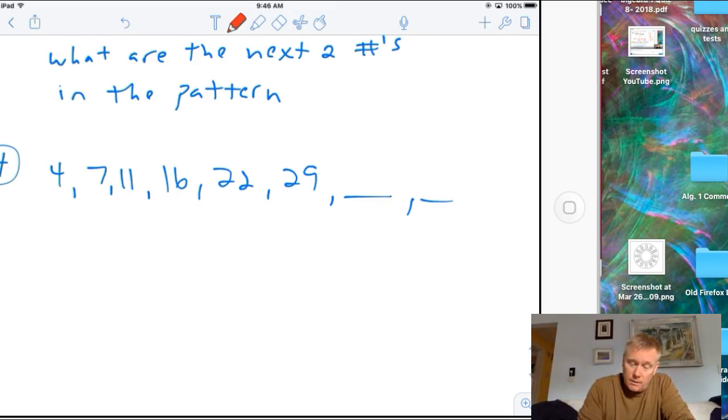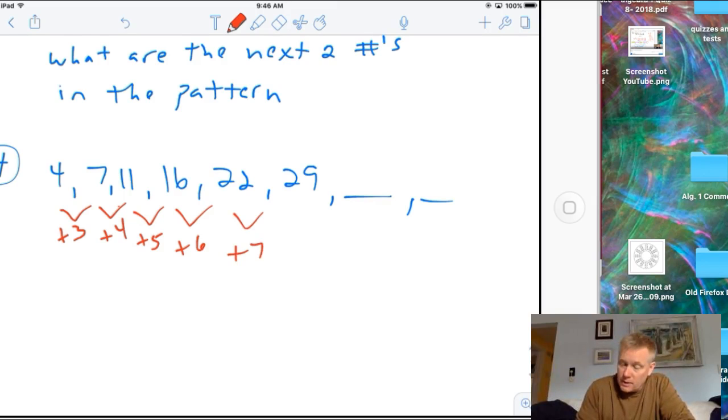If I take 7 minus 4, I get 3, which means I'm adding 3. To get from 7 to 11, I add 4. To go from 11 to 16, I'm adding 5. Oh, this is starting to look like a pattern. Add 6, add 7. So then to get the next one, I'm going to add 8. And then after that, I would add 9.